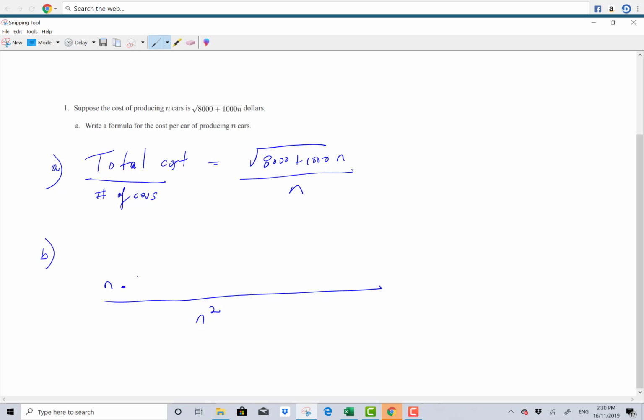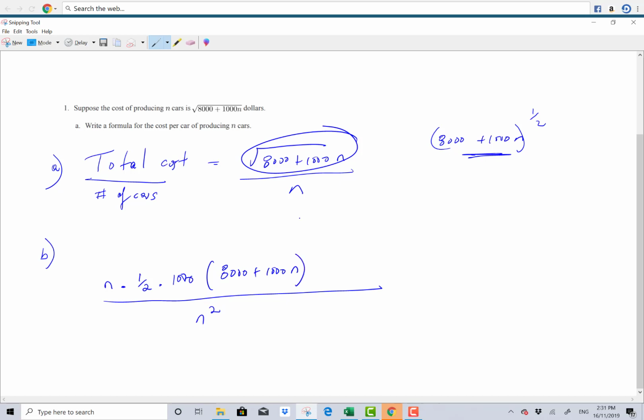To differentiate the top, we're going to have a half, because we recognize this is 8,000 plus 1,000 n all to a half. So we bring the half in front. Then we differentiate inside here, which gives 1,000. That's going to be 8,000 plus 1,000 n raised to the power of a half minus 1, which is negative a half.